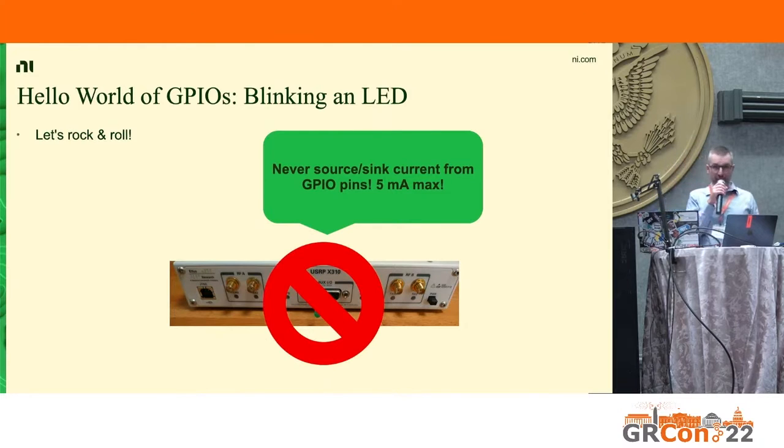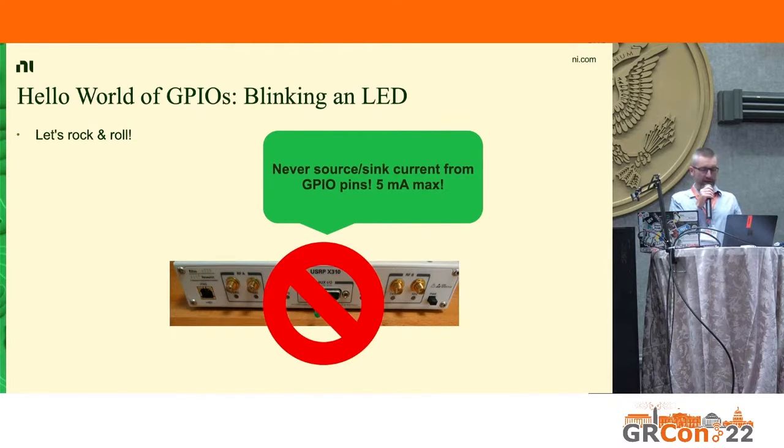So here's rule number 0, always stick to that. You don't want to sink a lot of current into a GPIO. You don't want to draw a lot of current from a GPIO. 5 milliamps should be your budget. Try to stay below that, especially if you're using many of those. This is actually one of the ways you can fry a USRP. And then it's gone, and that's not covered by warranty either. So, be careful, please.